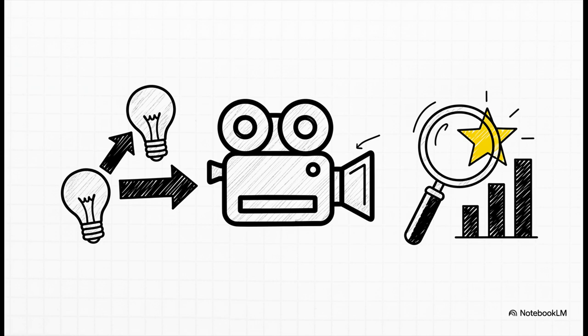So, a fast pan, that means there's a connection between 2 ideas. A slow zoom, that means we're focusing in on a critical data point. You're forcing the AI to use visual language to do the explaining for you. It's a real game changer.